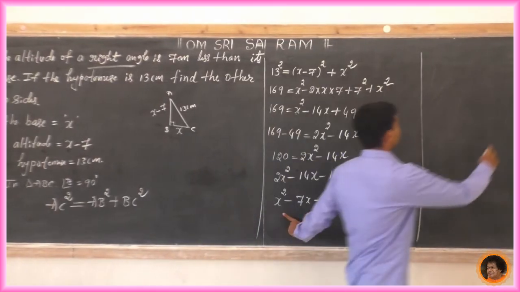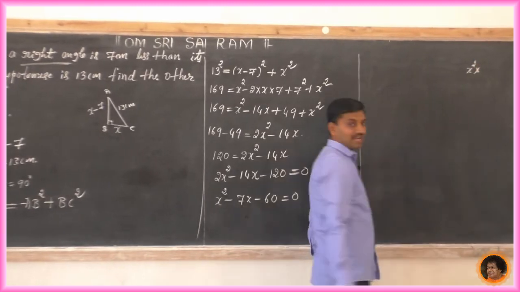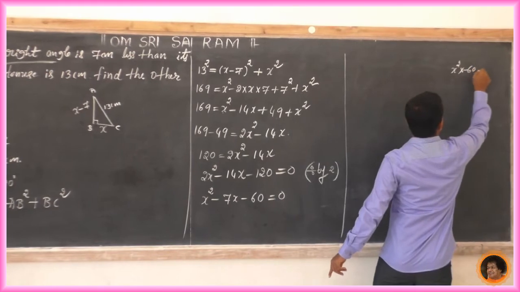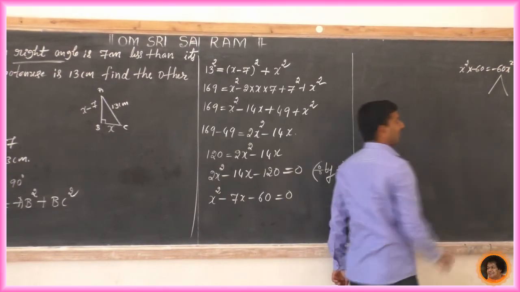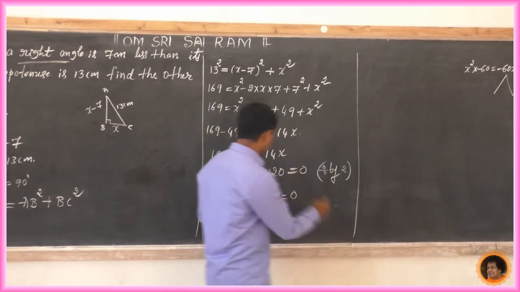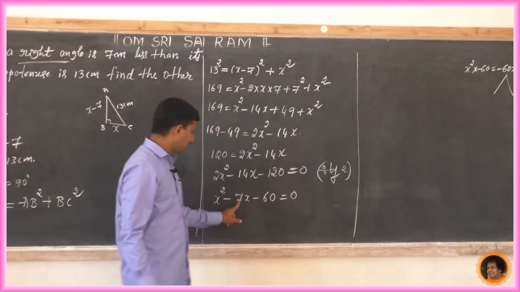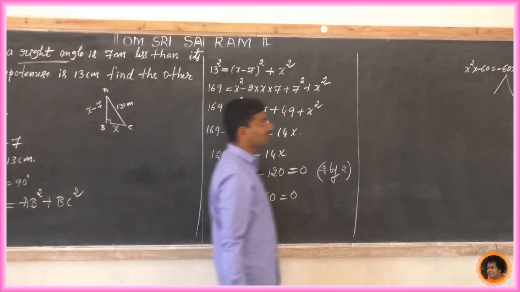So here the first term is x square. What is the last term? The last term is minus 60. So what is the product? Minus 60x square. So resolve into factors such that their product is minus 60x square and the sum is minus 7x. So which are the two terms?